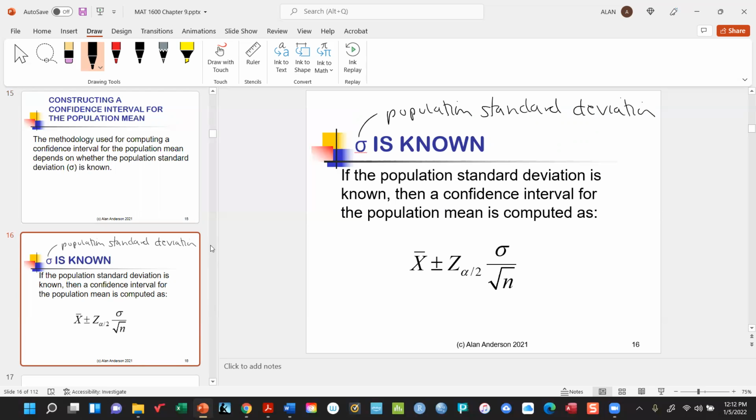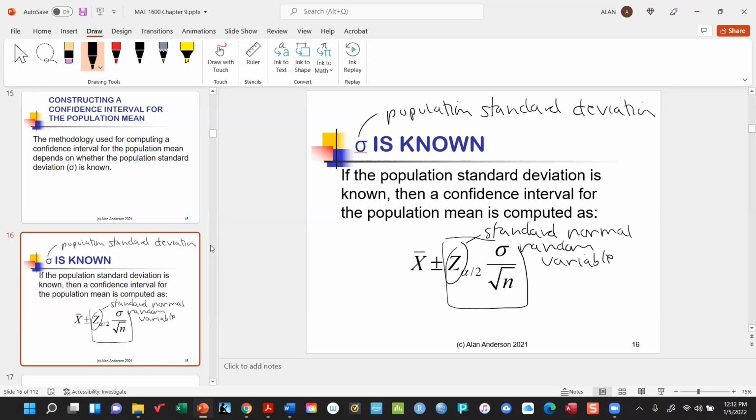then, and you notice the Z here, this is the standard normal random variable. And if you notice everything to the right of that plus and minus sign, this is all the so-called margin of error.